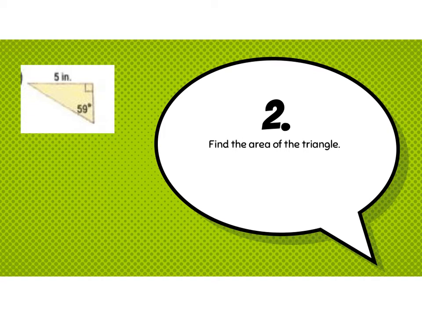In this example, it says to find the area of the triangle. I know with area of a triangle, I need the base and the height. I have one of those, but I don't have the other. I do have an angle measure, so we can think about SOHCAHTOA again. And I can see I have the opposite, and I want to find the adjacent. So we are going to use tangent again. We have tangent of 59 degrees equals the opposite, which is 5, over the adjacent, which we don't know. Let's call it x.